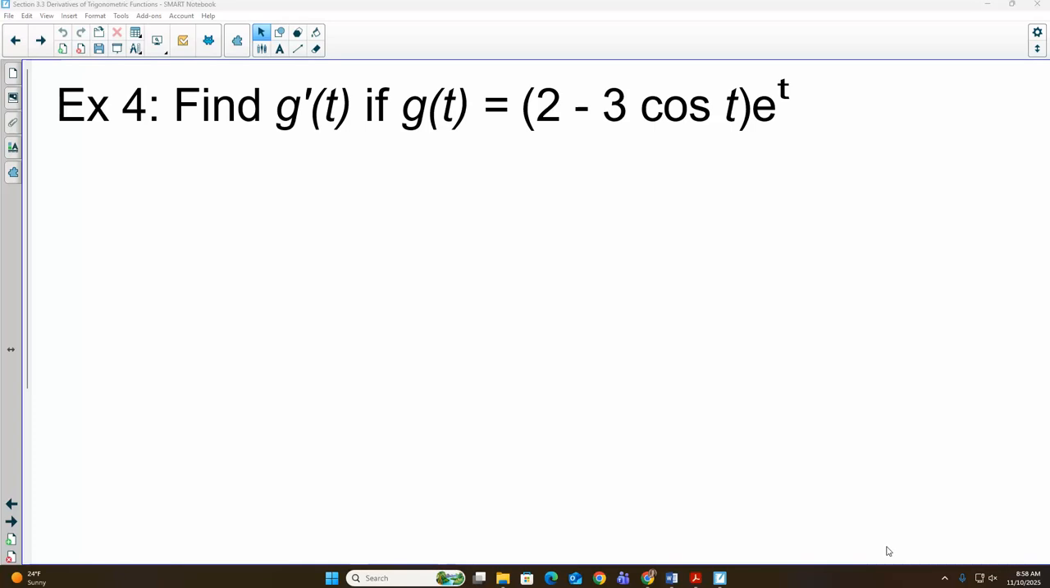So I think, was this the next example? Is that where I left off? I don't remember exactly.